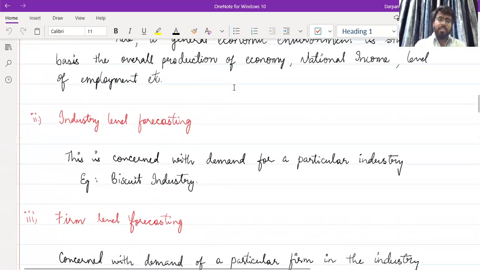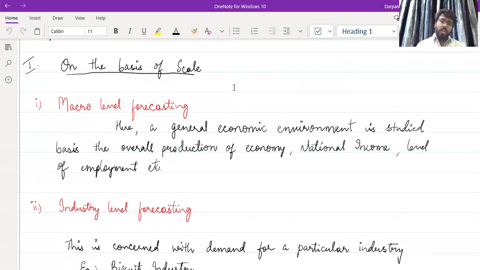What is macro level forecasting? This is the forecasting done for the whole economy, right? Aggregates of all when you're considering that level of forecasting. What will be the national demand? What will be the demand for the whole nation? That is macro level. What is industry and firm? A group of firms is called an industry, right? A group of firms which are producing biscuits will be a biscuit industry. So if you're analyzing demand for all firms put together, that will be industry level forecasting. But if you're analyzing only one firm at one time, then that will be what?